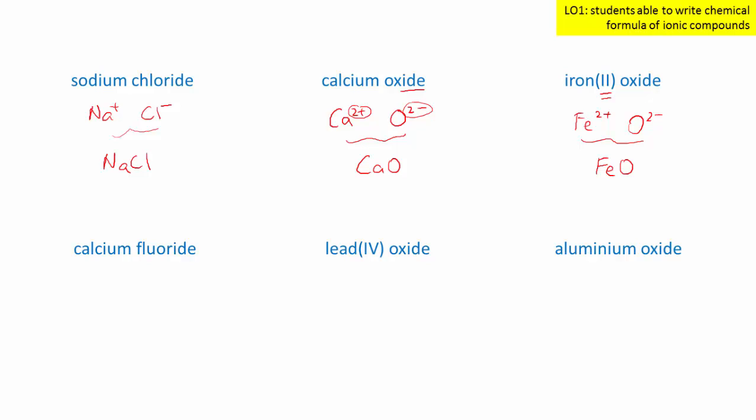Now, this is slightly different. Calcium fluoride. Calcium group 2, Ca2+. Fluoride comes from fluorine, group 7, F minus. So fluoride is F minus, and now the number is not the same. It's 2 plus and 1 minus. So what you do is you need one more fluoride to get 2 minus in order to balance with 2 plus. Hence you have 1 calcium combined with 2 fluoride. So it's CaF2.